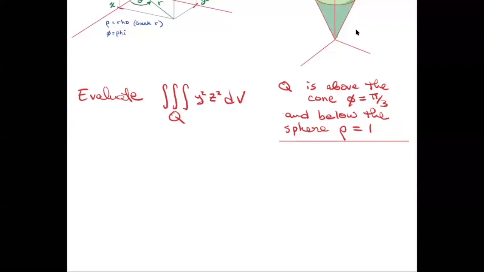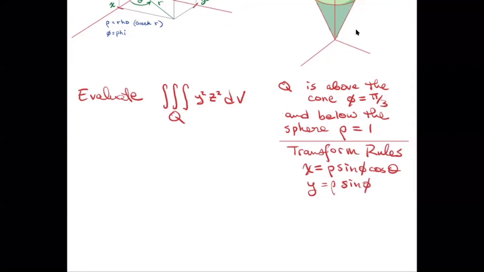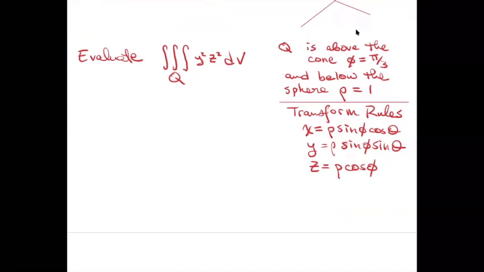Just as a reminder for the transform rules, there are probably five things. X is rho sine phi cos theta. Y is rho sine phi sine theta. Z is rho cos phi. There are other relationships on the first page of these notes, but I don't want to be too thorough here because we're not going to need it all.